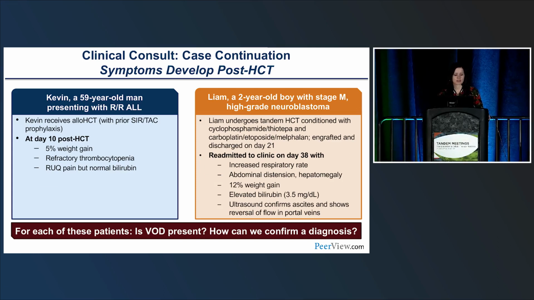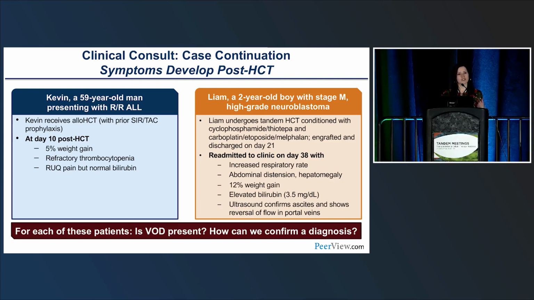Okay, let's fast forward a little bit. The patient receives his allotransplant, and at day 10 after transplant, he has 5% weight gain, refractory thrombocytopenia, and right upper quadrant pain, but a normal bilirubin. For our pediatric patient, he has his tandem transplant, and during the second transplant, he's readmitted on day 38 with increased respiratory rate, abdominal distension, enlarged liver, 12% weight gain, elevated bilirubin, and he has an ultrasound performed which confirms ascites and shows reversal of flow in the portal veins.